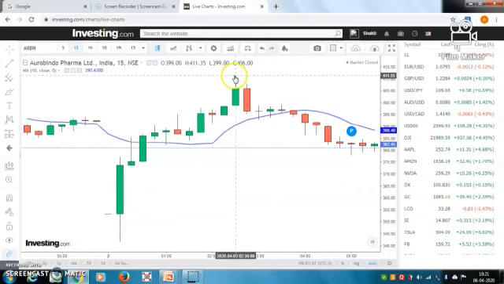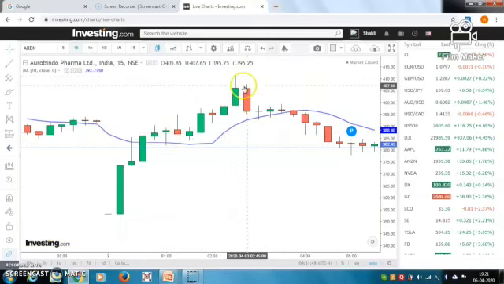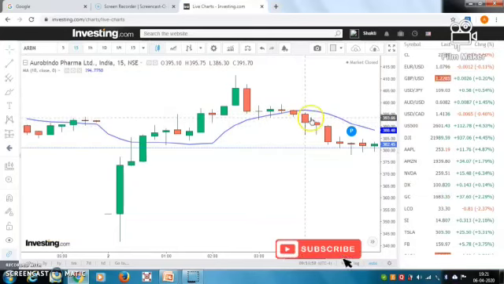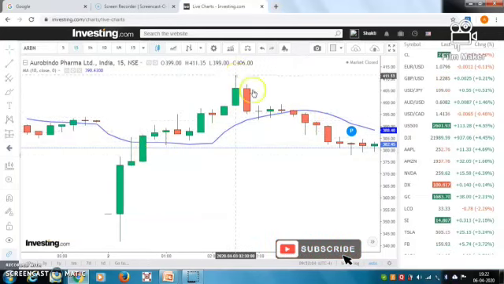What was the high made? 411. So almost 23, 24 rupees from this level, right? And one more interesting thing here, see, you are going to buy it when the candle is formed above the moving average. You are going to go for a fresh short call when the candle is formed below this line. So in Aurobindo Pharma, you are bought here and sold within this high.